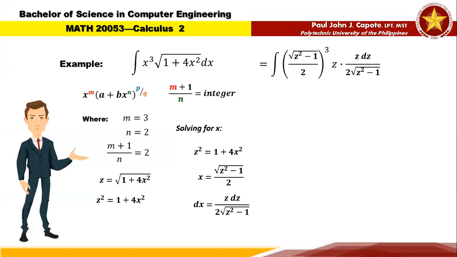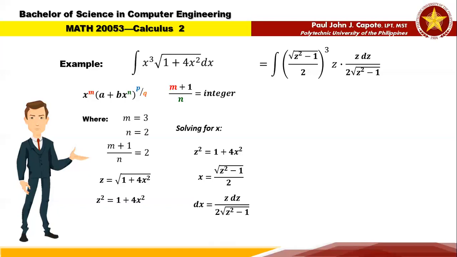So, we transform our integrand. We all know that x is equal to the square root of z squared minus 1 all over 2. So we substitute this value of x to the original integrand. So we have the quantity of square root z squared minus 1 divided by 2 all raised to the power of 3.